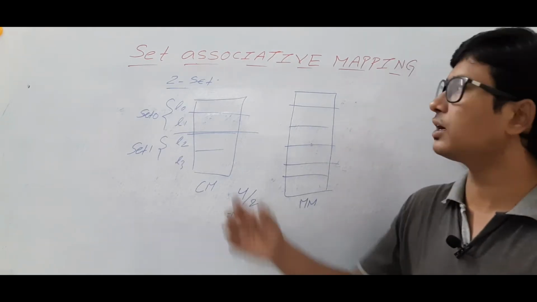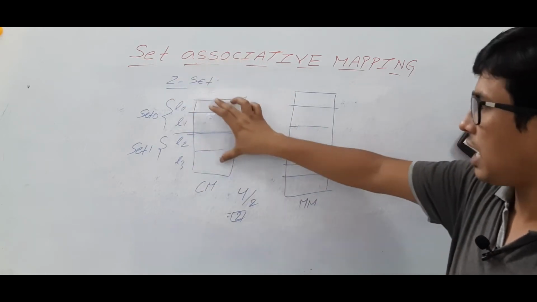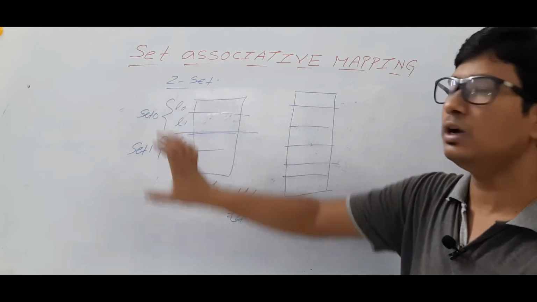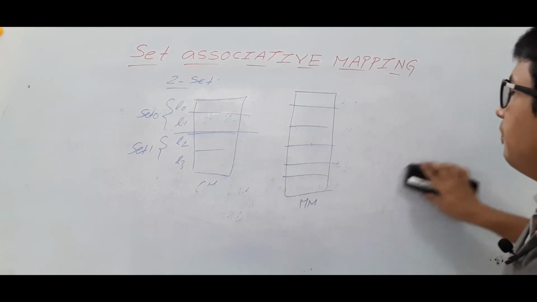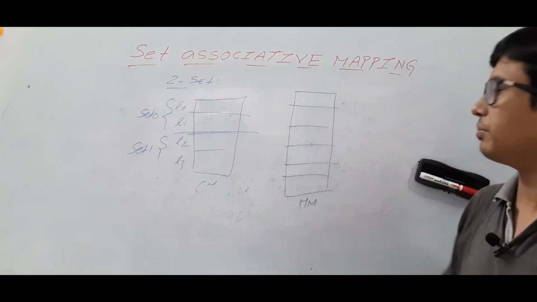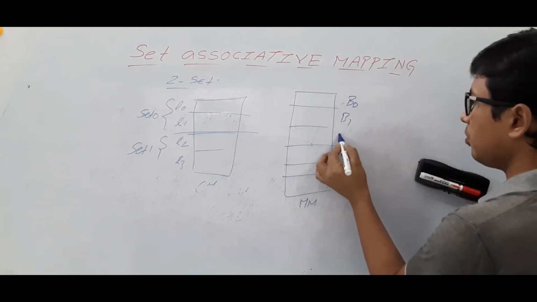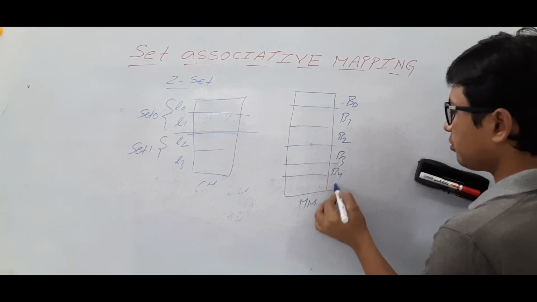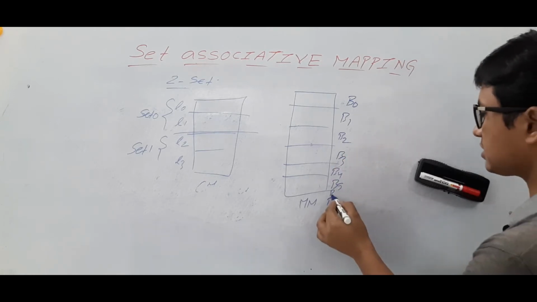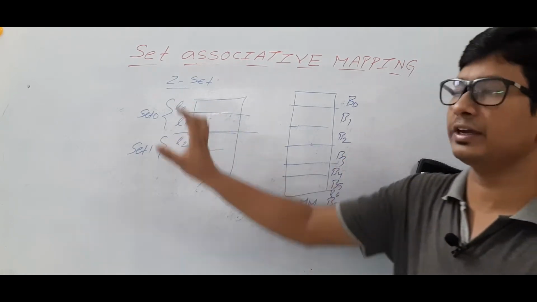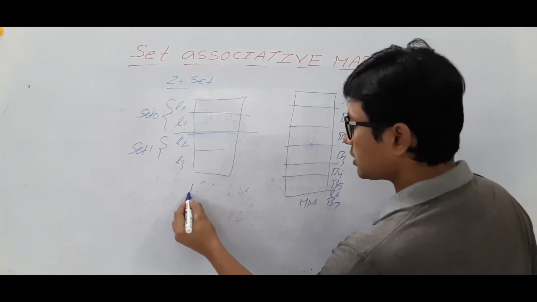Are you able to understand it or not? It is set associative mapping. So if it is a two-way set associative, I will divide all the cache lines into 2 sets. Then how the main memory block will be placed in a set number, that we will discuss. Let's take that I have block number 0, block number 1, block number 2, block number 3, block number 4, and so on. Some 8 blocks are there, block number 0 to 7. Now in which set will these blocks fit?